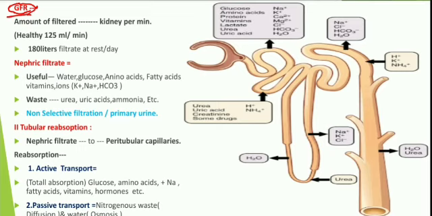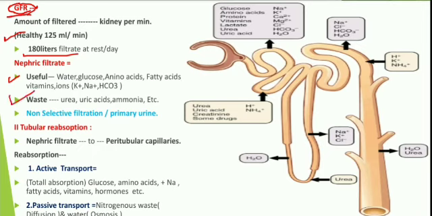In a healthy person, the glomerular filtration rate is about 125 ml per minute. If we calculate per day, about 180 liters of nephric filtrate is formed in a healthy person, from both kidneys. It is difficult to imagine how small kidneys, only 150 grams, are doing this. And this nephric filtrate consists of both useful substances as well as waste substances.